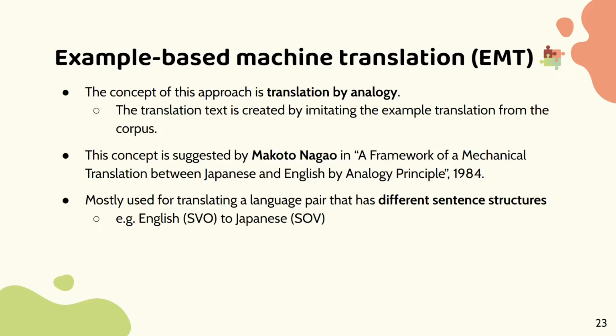This approach is mostly used for translating a language pair that has different sentence structures, such as translating English to Japanese. Well, because English has word order like subject, verb, object, but Japanese has like subject, object, verb. This is actually based on the assumption that the sentence structure of the source language has nothing to do with the structure of the sentence in the target language.